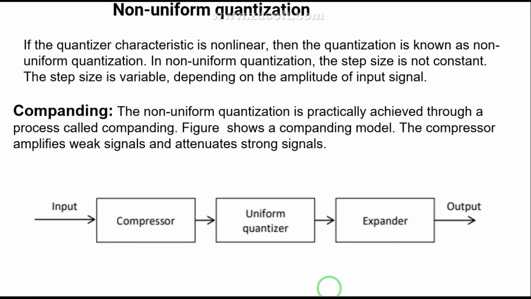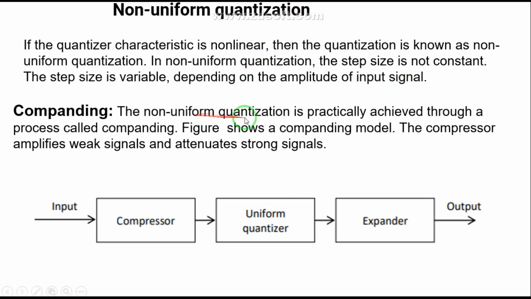Now, if the quantization characteristic is non-linear, then the quantization is known as what? Non-uniform quantization. And in non-uniform quantization, the step size is not constant. It varies according to your input signal values. So the step size is variable depending on the amplitude of the input signal.